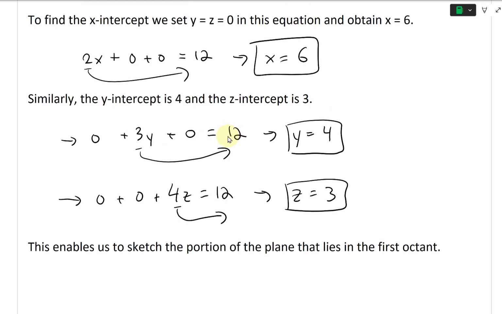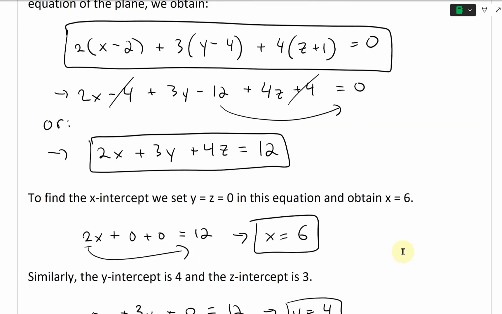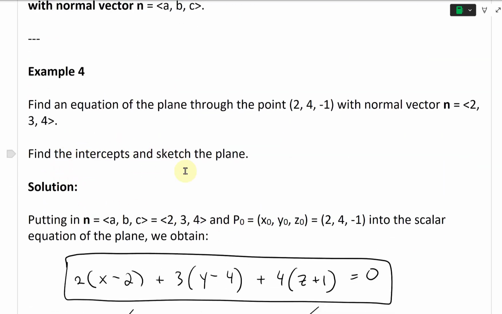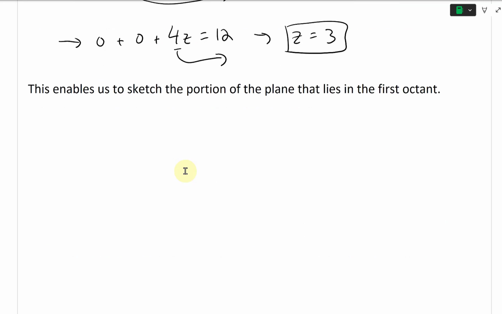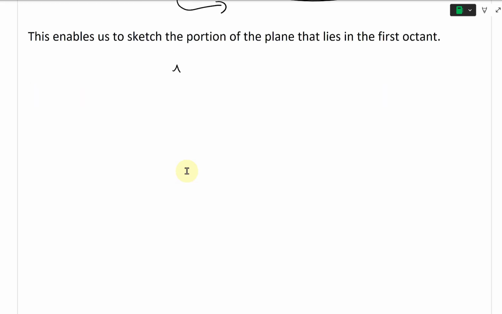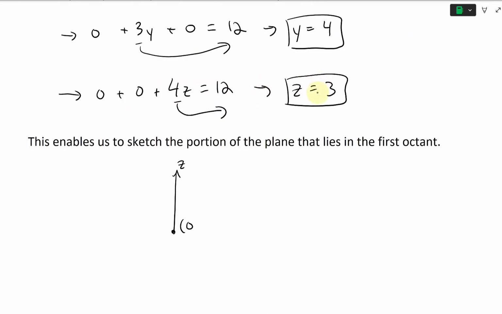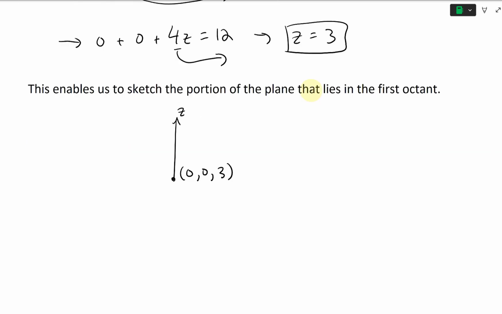All right, so now that we have the intercepts, this enables us to sketch the portion of the plane that lies in the first octant. In other words, that's all the positive values. We're asked to sketch the plane, so it's going to look something like this. If we draw this out, this is the z. I'm going to move this down until a point where we get z equals 3. That's going to be the point 0, 0, 3. And then downwards is going to be like this.